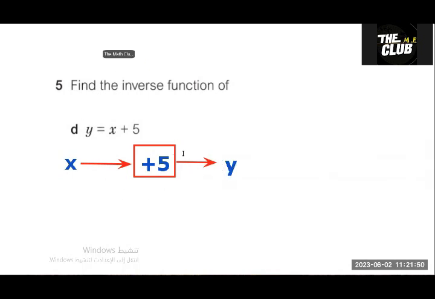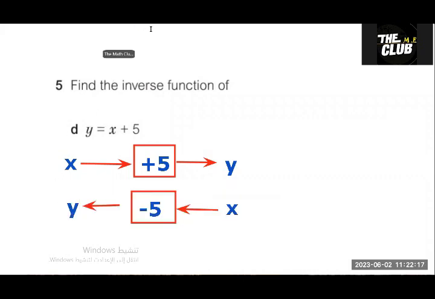Now, after finding the function, let's find the inverse function. To find the inverse function, we put x here under the y. And then we go the opposite way that we came from. So we go this way. And we do the opposite of what we did before. So this is plus 5. And then it's going to be minus 5. And then at the end, I'm going to make an arrow like this. And it will give me y.